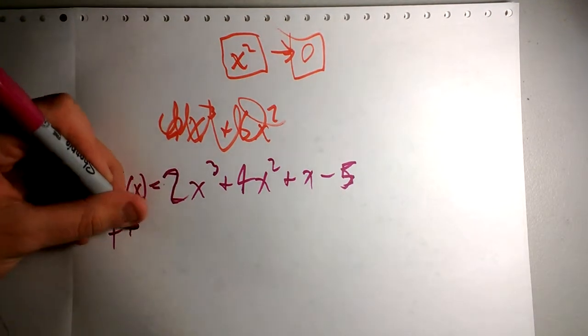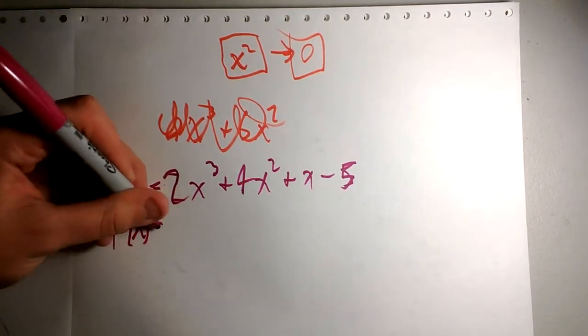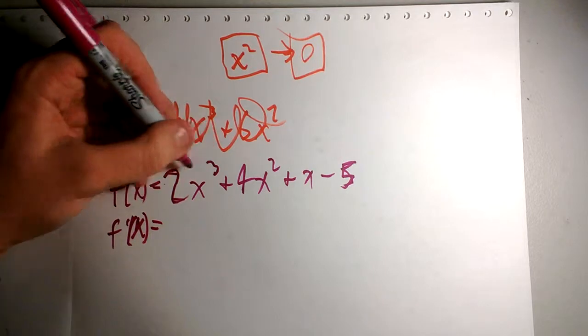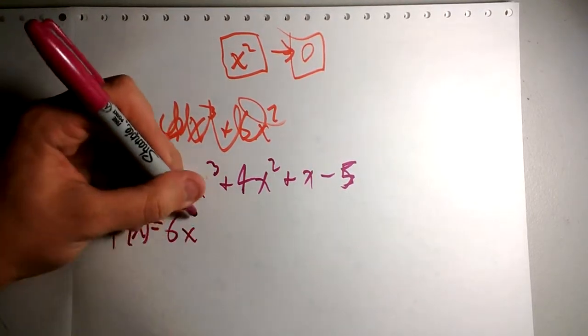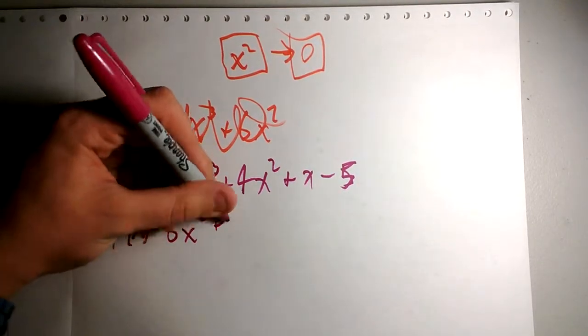What's the derivative? We can just take the derivative of everything one at a time. The derivative of 2x to the 3 is 3 times 2, 6. X decreases to the power 2. Bring down 2.